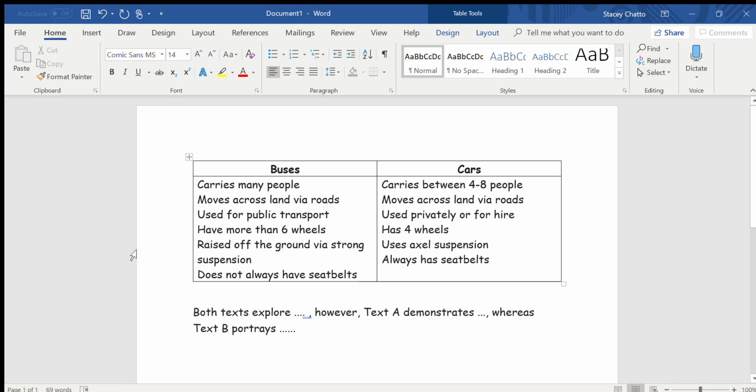All right, we're going to be looking at comparative sentences. I'm going to start you off again with something nice and simple, buses and cars. What we've identified about buses is that they carry many people. They can move across land via roads. They're used for public transport.